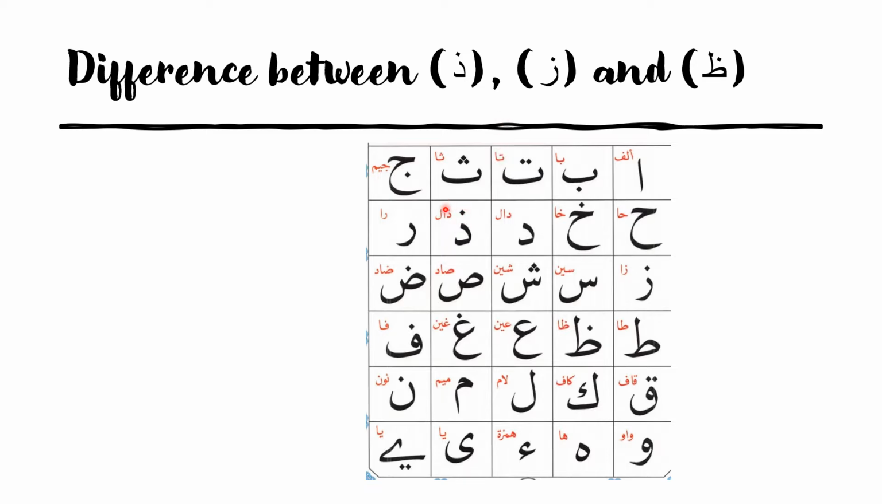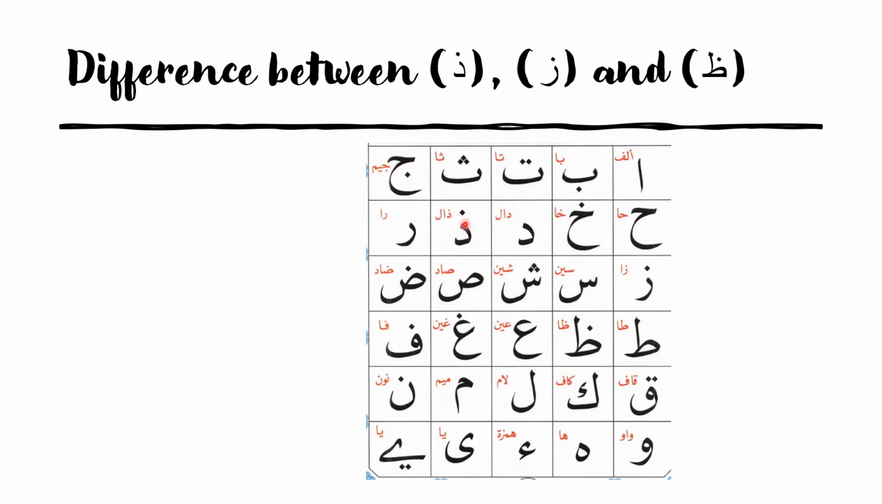So dal is this letter here, this is za, and this is va. These three letters are the ones that confuse most people. So two things you have to keep in mind. Is the letter thin or thick? In Arabic we call it muraqqaq or mufakham. Mufakham, which is thick, is that letter here. So this letter here is mufakham, so it is va. These two letters are thin, dal and za.